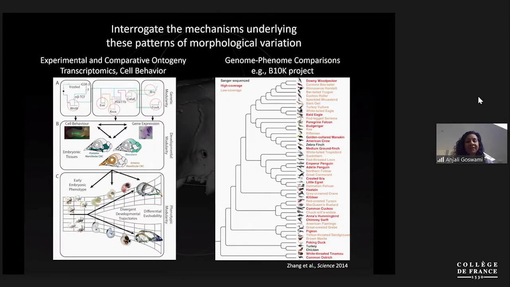And then finally, we're trying to build in direct data on development, looking at comparative ontogeny, comparative genomics, comparative transcriptomics, and also using these huge genomic data sets that are rapidly being generated across different groups to directly compare rates of evolution in molecular data and in morphological data, which I think will be really interesting going forward.